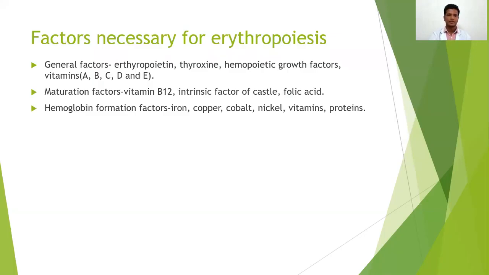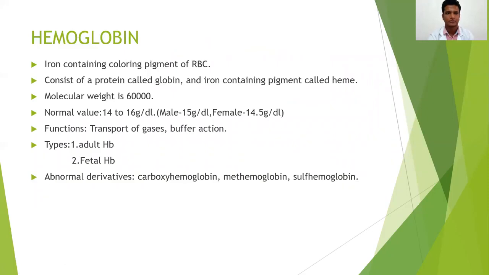erythropoiesis are general factors: erythropoietin, thyroxine, hemopoietic growth factors, and vitamins, mainly A, B, C, D, and E. Maturation factors: vitamin B12, intrinsic factor of Castle, folic acid. Hemoglobin formation factors: iron, copper, cobalt, nickel, vitamins, and proteins.